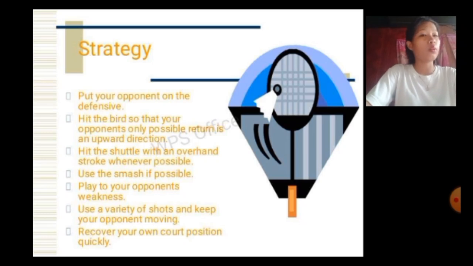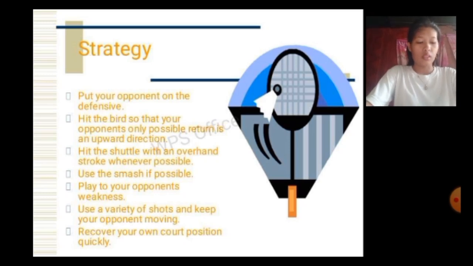Hit the shuttle with an overhand stroke whenever possible. Overhand stroke. Use a panhandle grip on a forehand side and thumb grip on the back side. So kinahanglan nimo na matamaan ang shuttle.